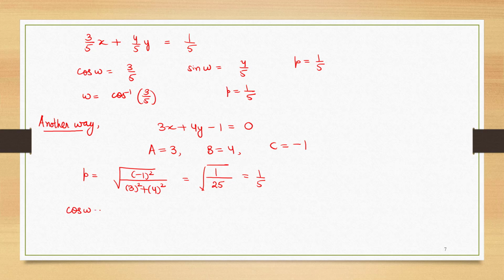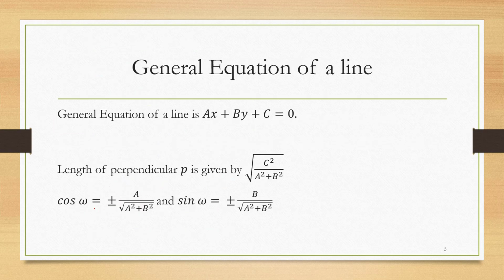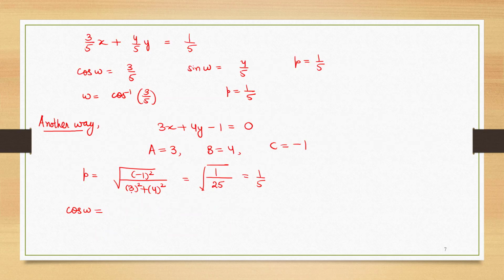Again, cos omega is given by plus minus a upon square root of a square plus b square. So this is plus minus a, which is 3, upon square root of 3 square plus 4 square, which we have already solved, that is 3 by 5. So omega is cos inverse 3 by 5. Similarly, sin omega is plus minus b, that is 4, by the square root, so 4 by 5. So we can use any of the ways to find p and omega.